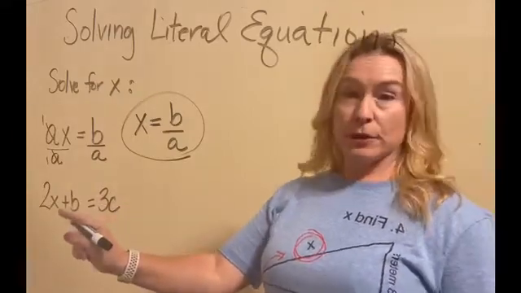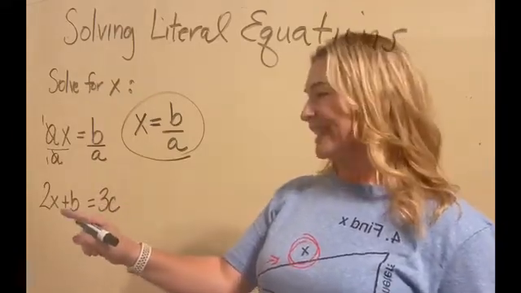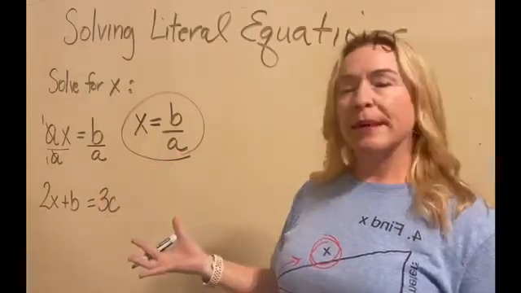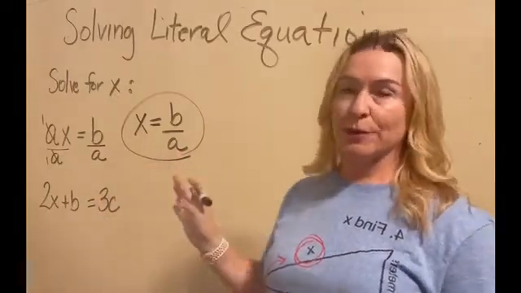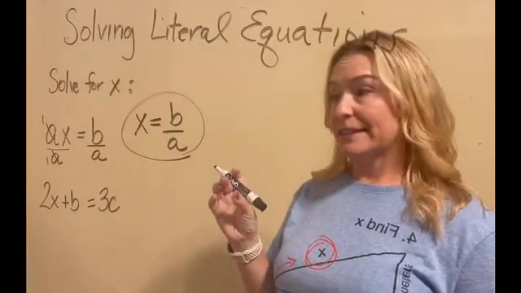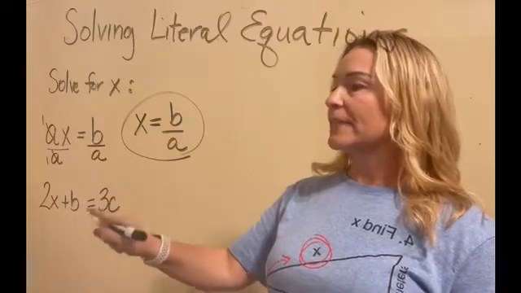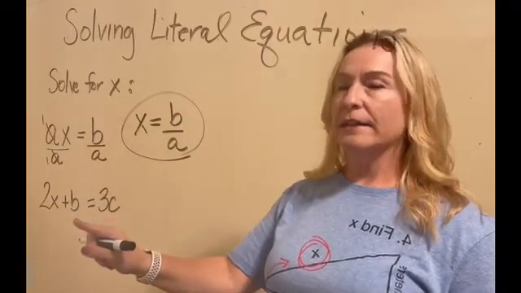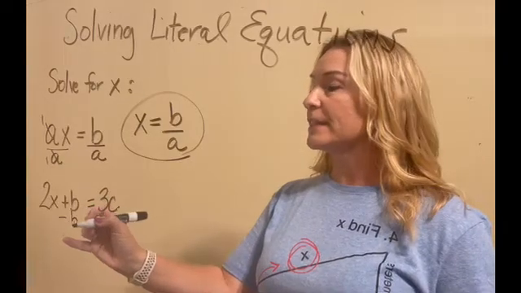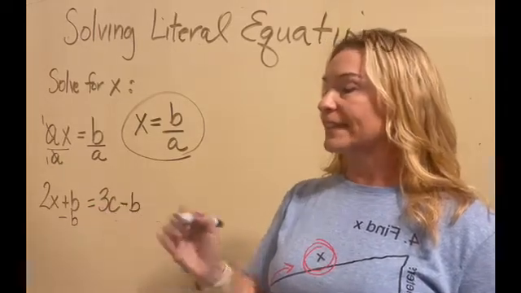We have to locate our x, there it is. Okay, and then we have to start peeling away the layers in order to get the x by itself. So go backwards in your order of operations. Addition, subtraction have to come first this time. As I'm looking around the x, I see that it has a plus b. That has to get away first. So I'm going to subtract the b from both sides.